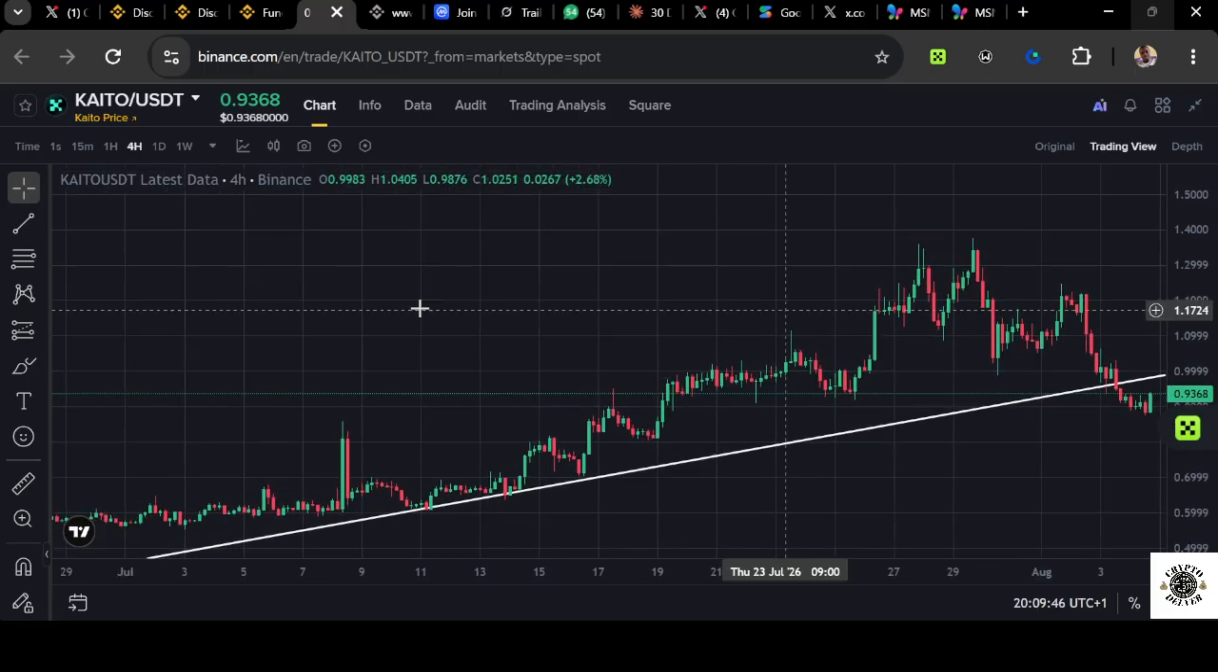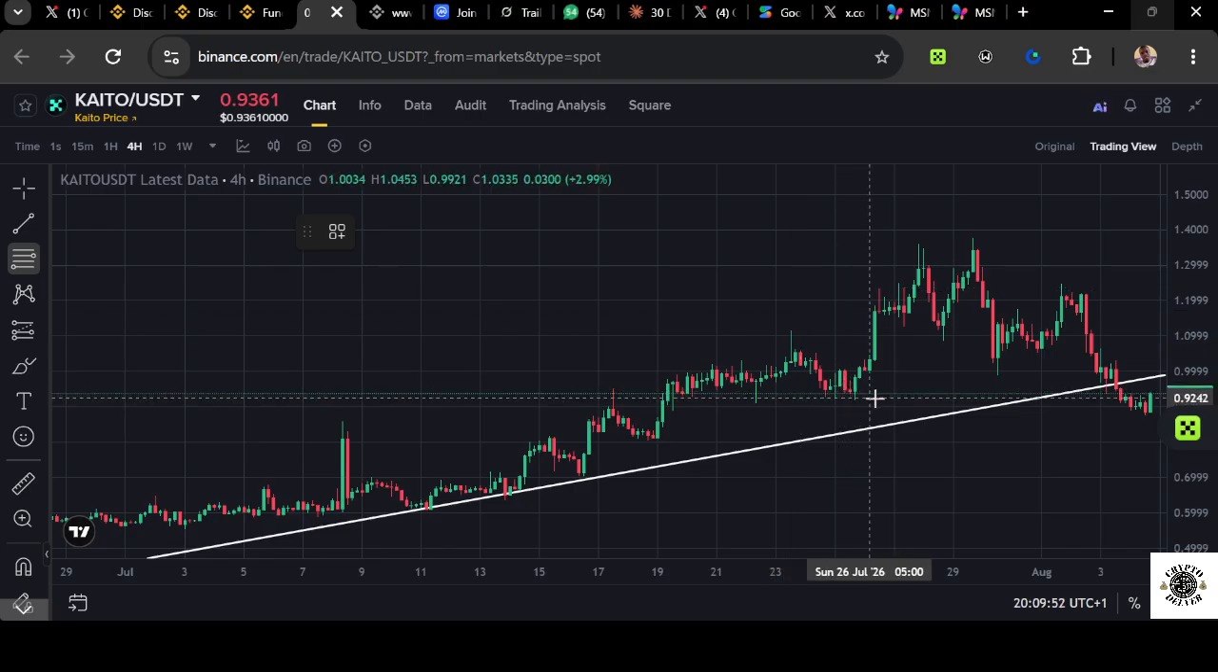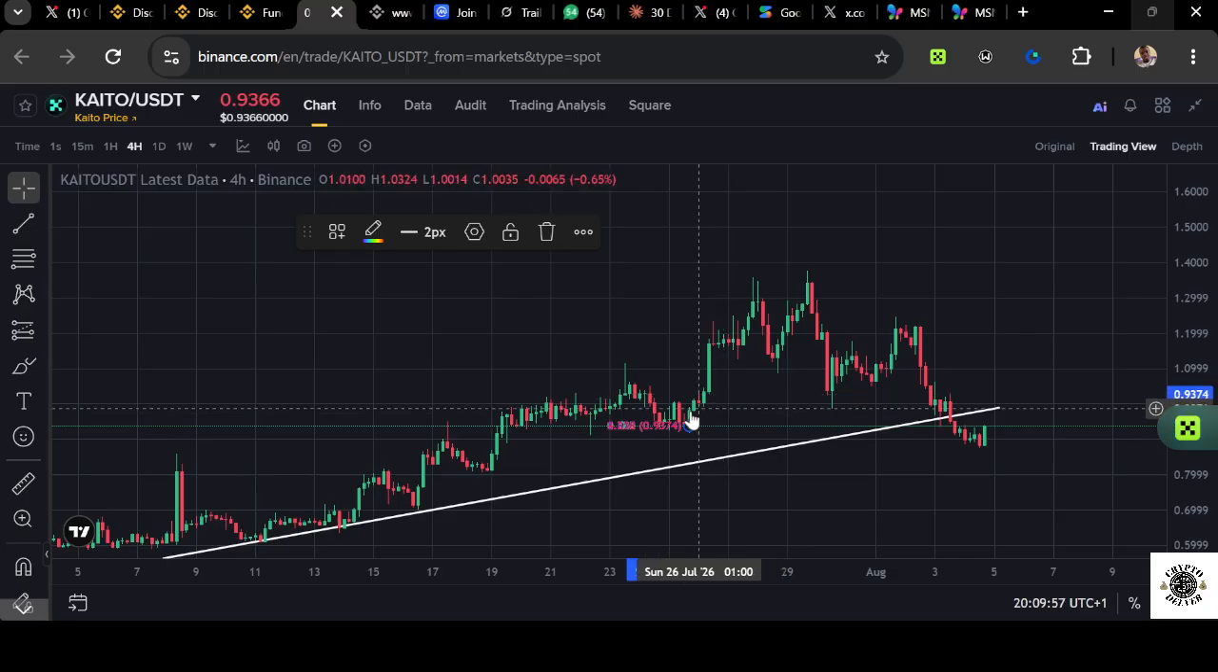Now I'm going to quickly activate it again. Let me go to my Fibonacci. It's now active. So let me look for the lowest swing, this first lowest swing. I click on it, and I will drag it.